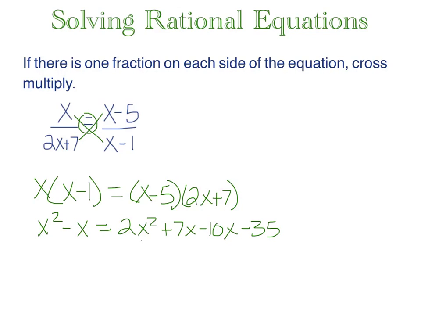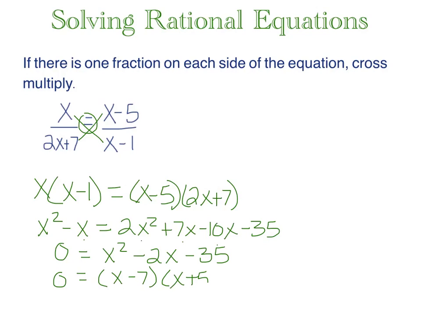Since we know this is quadratic, we want to go ahead and set it equal to 0. 0 equals 2x squared minus 1x squared, which is just x squared. Then I have 7x minus 10x is negative 3x, but then I'm going to add an x, so I have negative 2x. And then we have the minus 35. If we factor that, factors of negative 35 that add to negative 2 would be x minus 7 and x plus 5. And so that means that x equals 7 and negative 5.